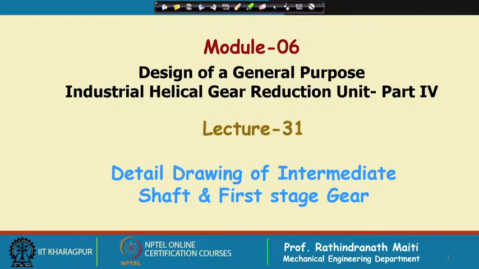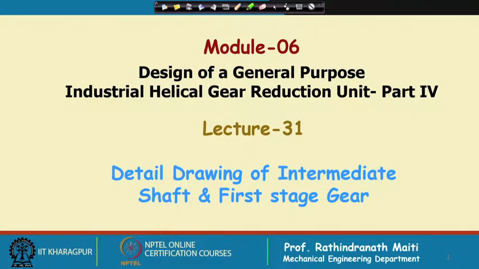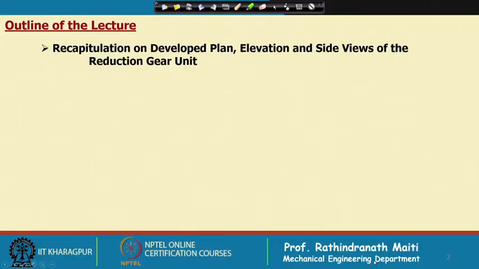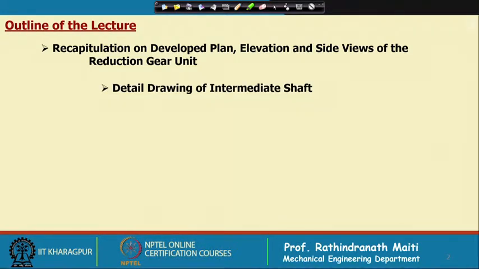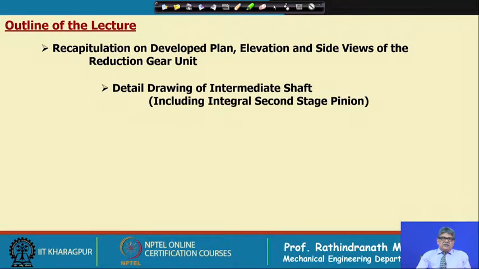So, I shall show you details of one sample, and in that way I would say the intermediate shaft is the best one. So, what I am doing, I am showing the details of intermediate shaft and first stage gear. In this lecture, first of all we shall recapitulate the developed plan, elevation and side views of the reduction gear unit, and then detailed drawing of intermediate shaft, which will include the integral second stage pinion, and finally, detailed drawing of first stage gear.